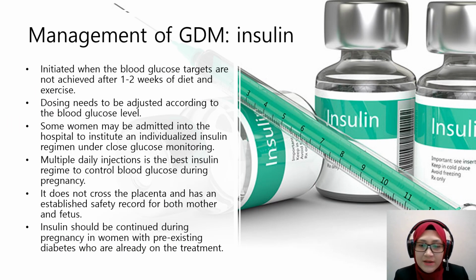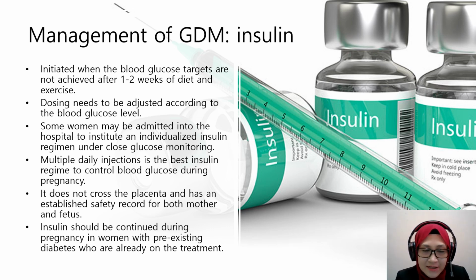So what happens when the diet therapy plan is not working? Okay, it's the same as with diabetes, in which after the diet therapy fails after 1 to 2 weeks, they should be started with medication. So it's also the same.